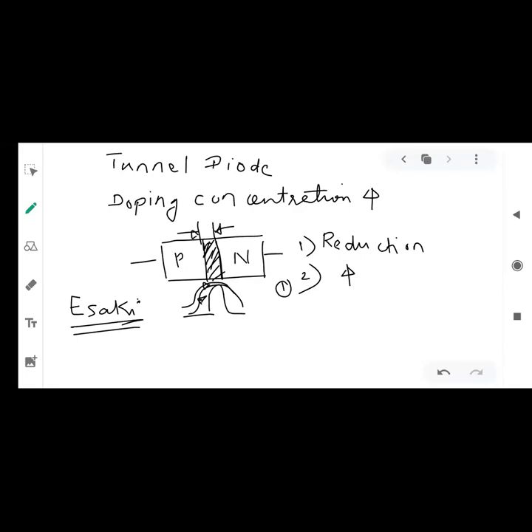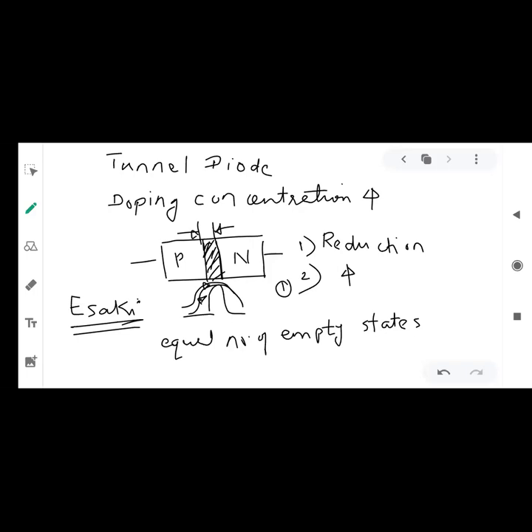And he also proposed that this is totally based on quantum theory, that even if there is a potential barrier at the PN junction, but if there is an equal number of empty states. Empty states means what? The holes.